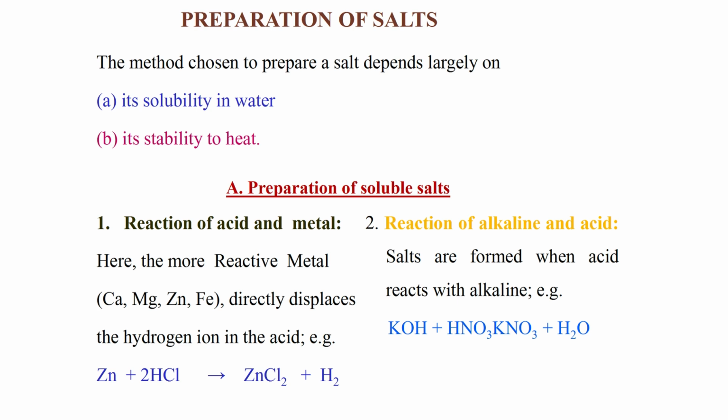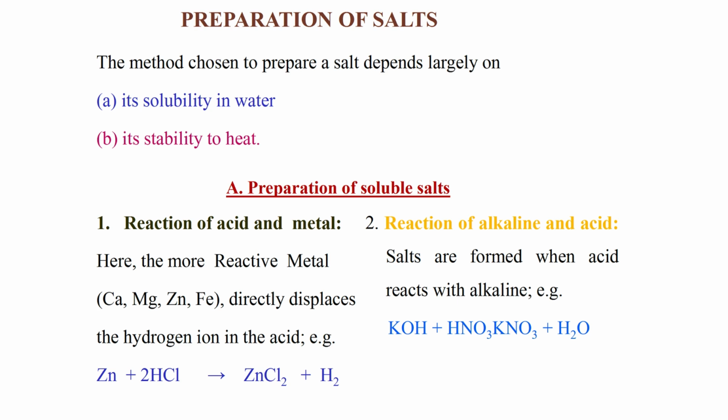Next, we explore the preparation of salts. The method chosen to prepare a salt depends largely on its solubility in water and its stability to heat. First, let's discuss the preparation of soluble salts. One method is the reaction of acid and metal. Here, the more reactive metal, like calcium, magnesium, zinc, or iron, directly displaces the hydrogen ion in the acid. For example, zinc plus 2HCl yields ZnCl2 plus H2.